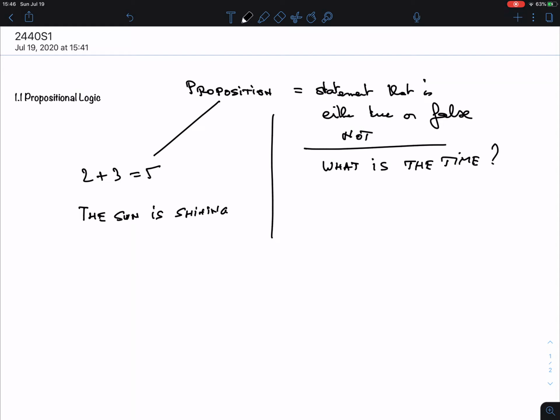What can we do? For instance, an example is not P. This is read not P, and this is called the negation. So this is a negation operator. And what is the meaning? It's what we expect it to be. If P is true, then not P will be false. If P is false, then not P will be true.